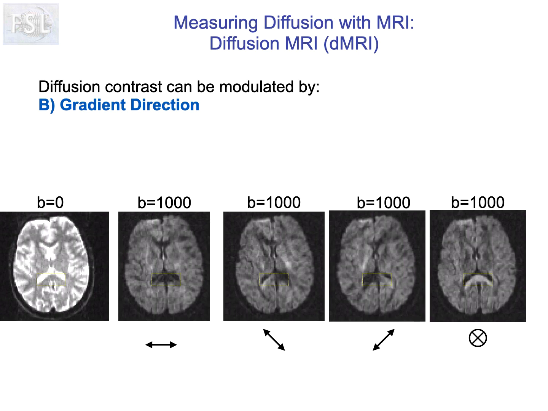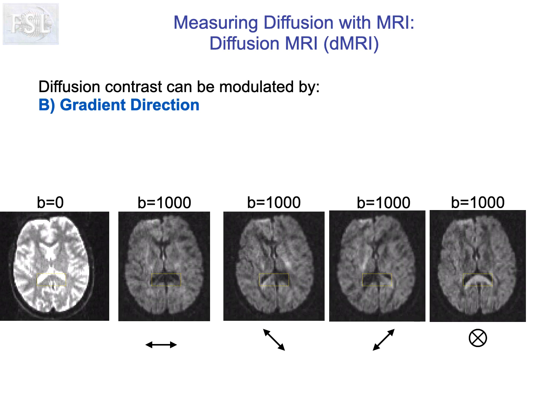So we have the B0 on the left, and if you look at the corpus callosum in the yellow box, you will see we have a strong signal. Then we apply a diffusion gradient with a B value of 1000 in the X direction, so left to right in the first B1000 image here. And you can see here in the corpus callosum, where water molecules diffuse easily along the axons from left to right, there is a near complete signal loss.